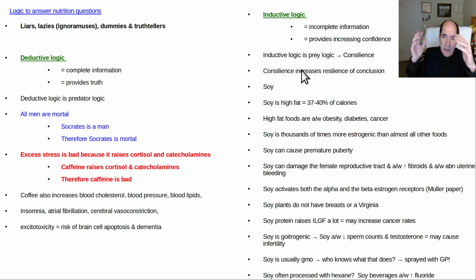And what about those skinny little Asians who eat some soy? They grow a little bit in their backyard and they eat it unprocessed, just a tiny amount, and it's not able to do much damage in that context. So anyways, this was a quick summary of deductive logic, inductive logic to help protect you from getting chumped. Hope it helps.